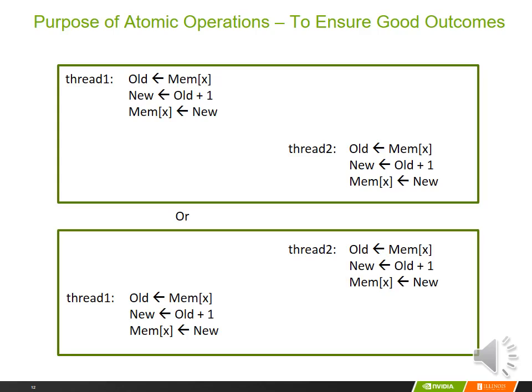And this is the reason why it's called atomic operations. The atomic operations are read, modify, write operations where the entire sequence will be executed in an atomic manner, and no other read, modify, write operations to the same location will be allowed to overlap with that sequence.